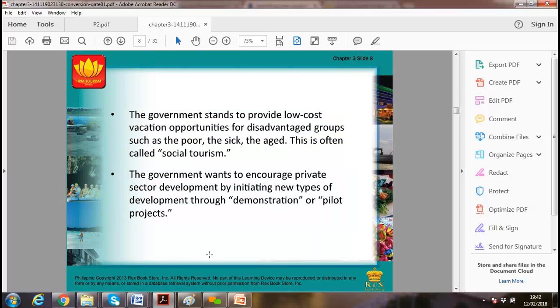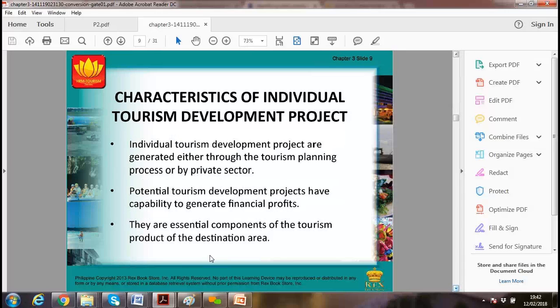So the government wants to encourage private sector development, initiating new types of development through demonstration or pilot projects, different sorts of projects. Characteristics of individual tourism development projects: there are a number of projects we can discuss from a business management perspective. Individual tourism projects are generated either through the tourism planning process or by the private sector. We have a lot of potential tourism projects, especially in the UK in various locations.